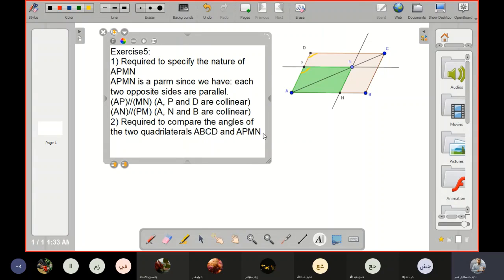We have angle APM. This symbol means the angle APM equal to angle ADC, because they are corresponding.